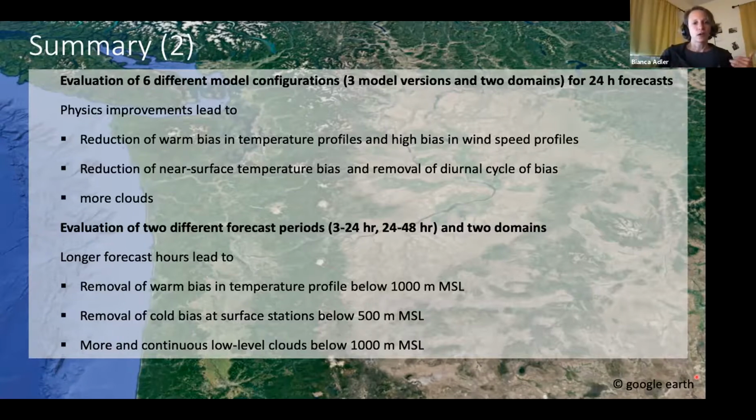We found that clouds were also responsible for the removal of a cold bias at surface stations below 500 meters when going to longer forecast periods. That's all I have, and I'm happy to take your questions.